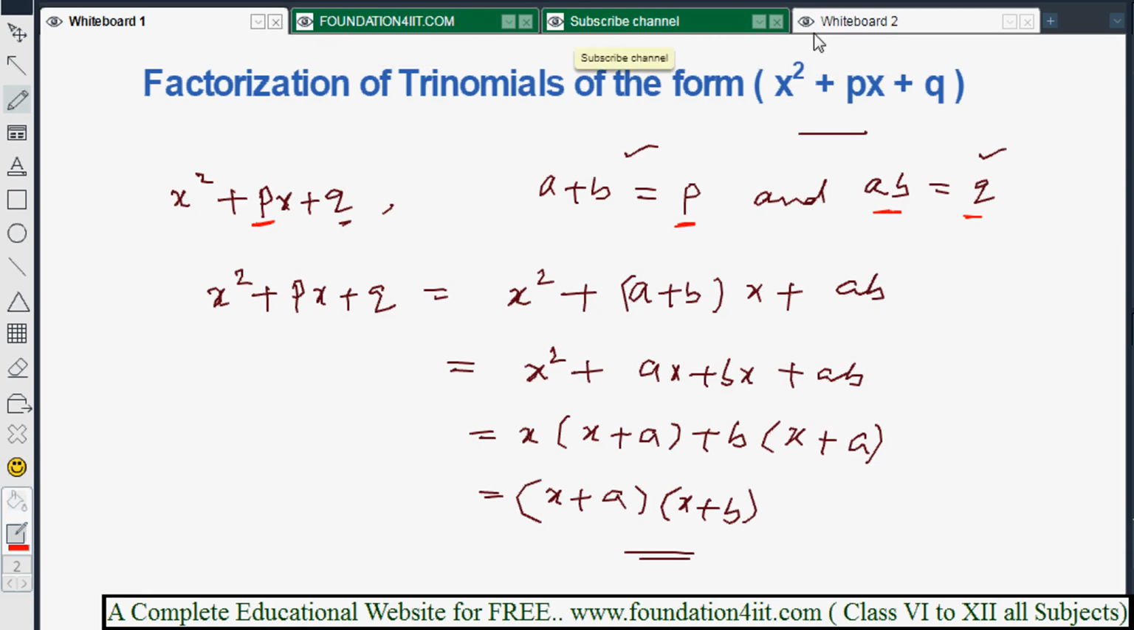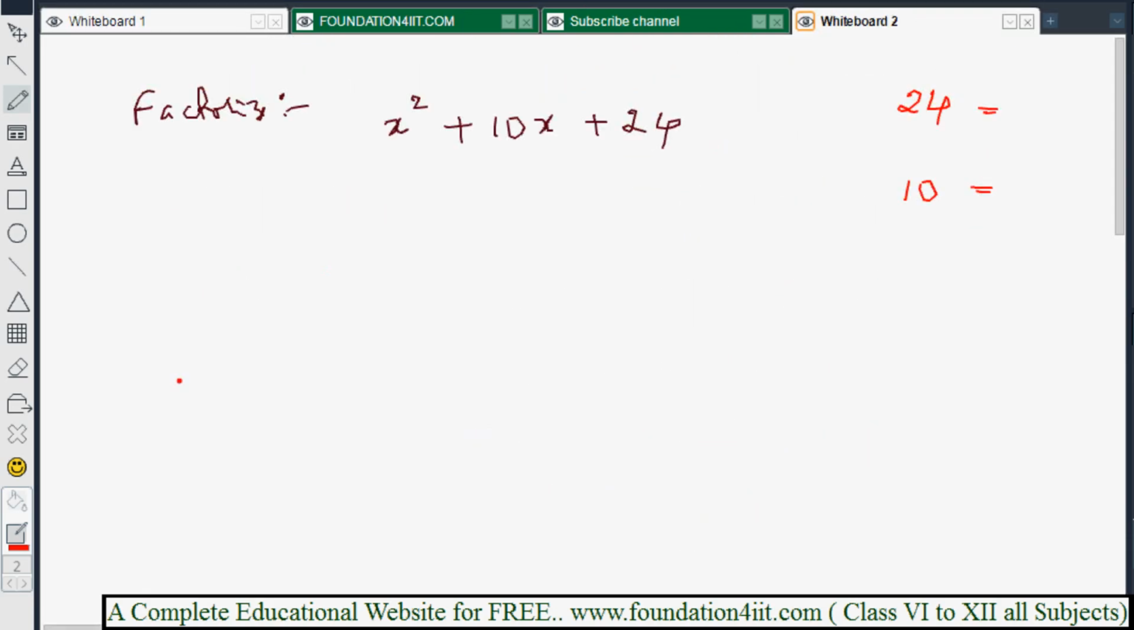So what are the two numbers? If you observe clearly, we find 6 into 4. See here, 6 into 4 is 24 and 6 plus 4 is 10. We need to find that. This is a little important thing in the factorization of trinomials in this format. If you multiply, 24 is coming, and if you add, 6 plus 4 is 10.